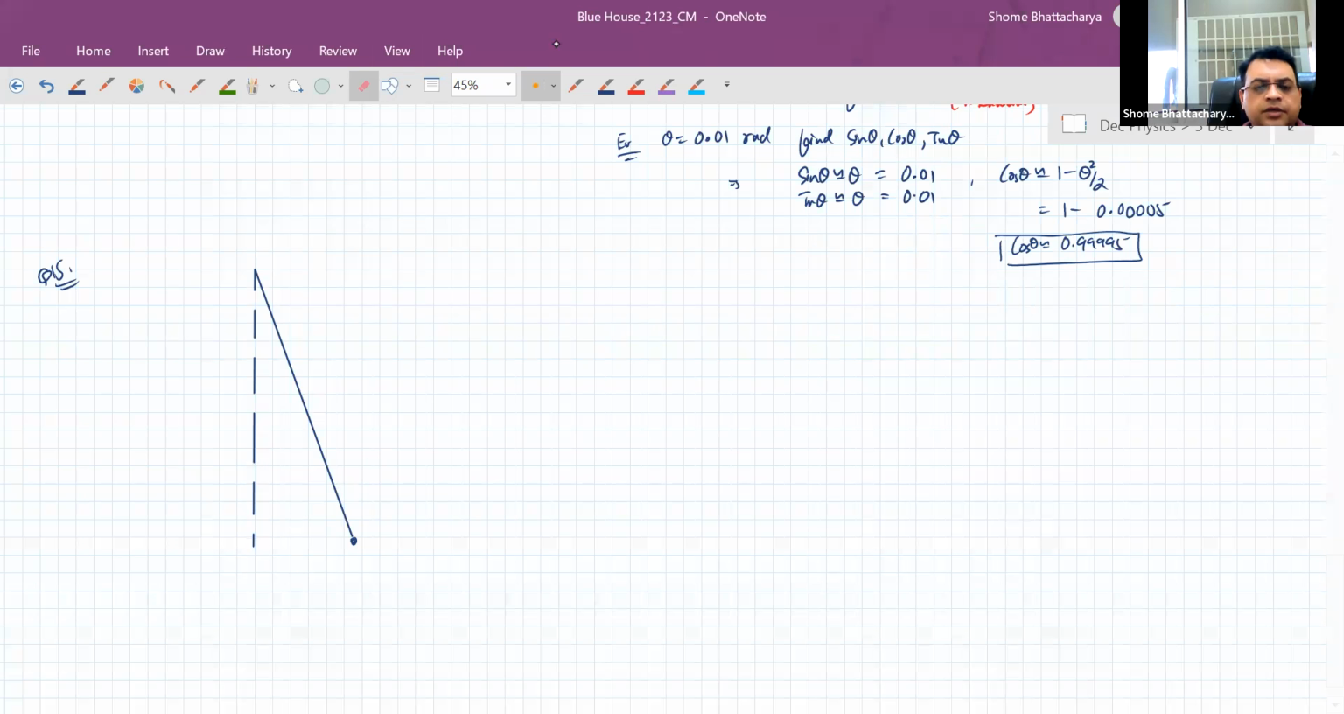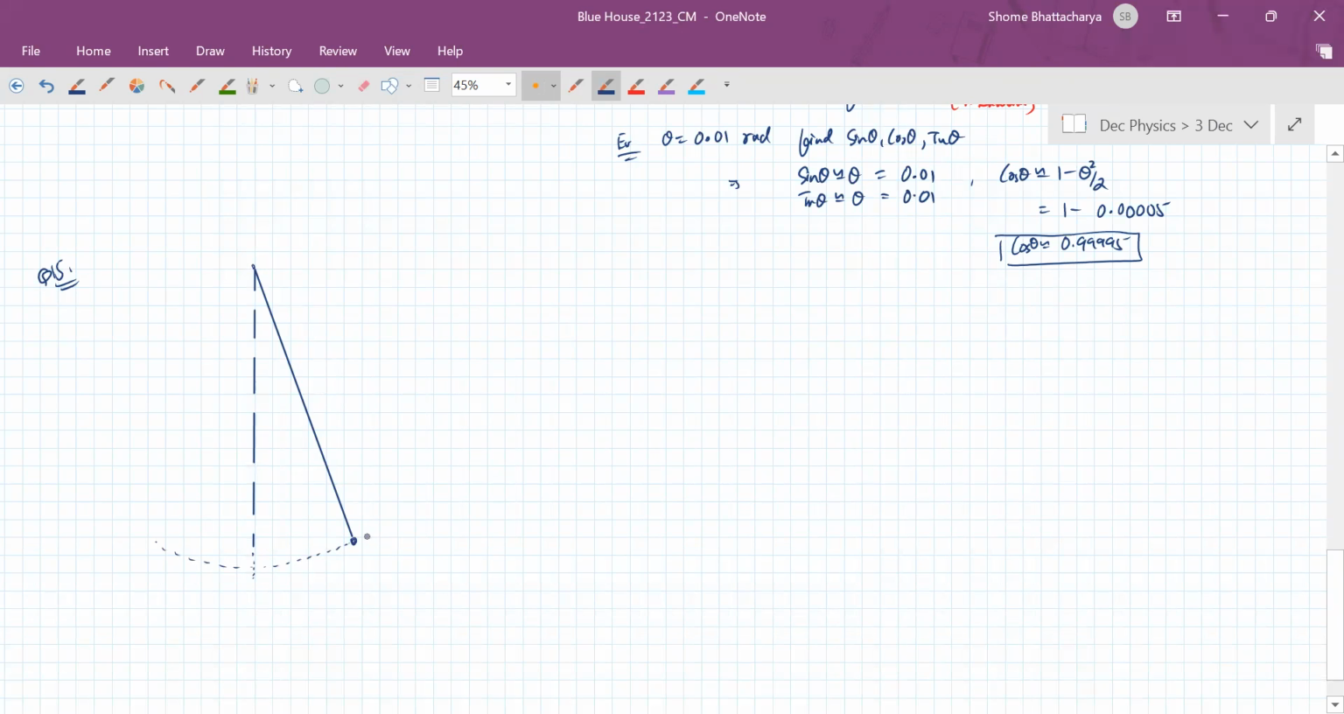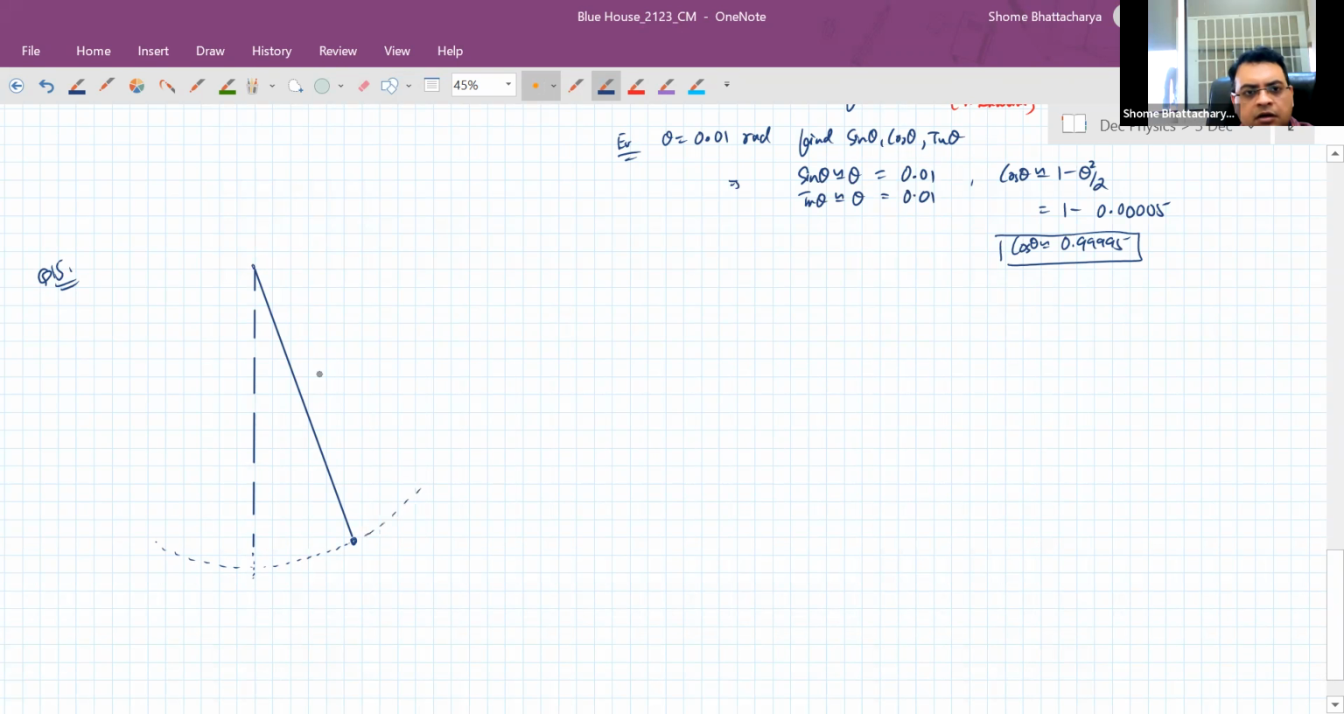No, this is not a conical pendulum. It's a pendulum which is oscillating like this in a vertical plane. So the circular motion is happening in this vertical plane about this point where the string is attached. The length of the string is equal to the radius. The length of the string is given to us as 1 meter, and mass is given as 100 grams.